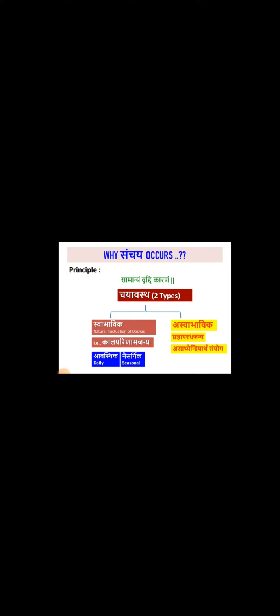And the other one is Aswabhavika. This is because of our own mistakes, maybe because of environmental disaster, or maybe because of prajnaparadha, or maybe because of asatmendriyartha sanyoga. So we'll see what is the Swabhavika. Here in Swabhavika, we will have two things, that is avasthika, kala and naisargika.